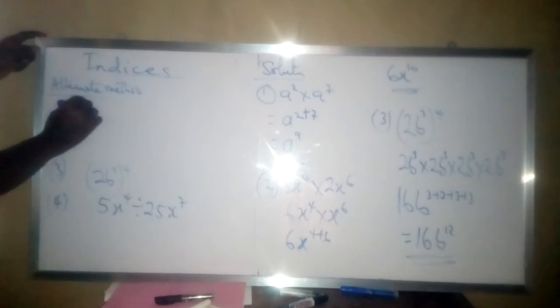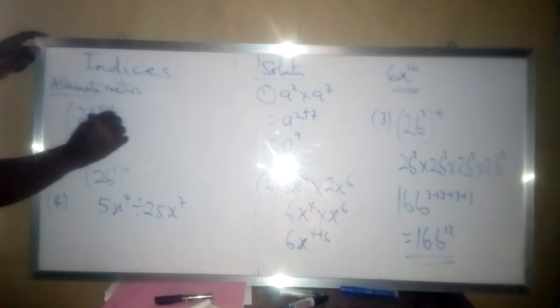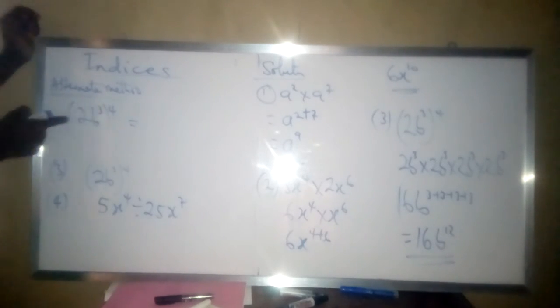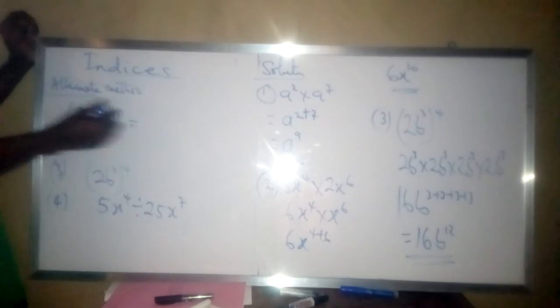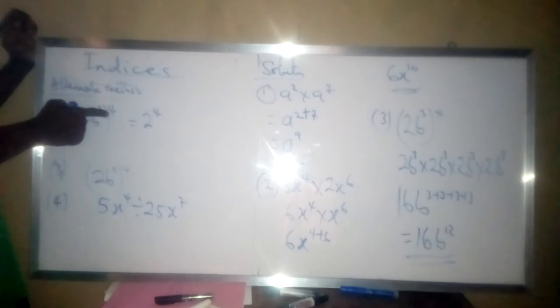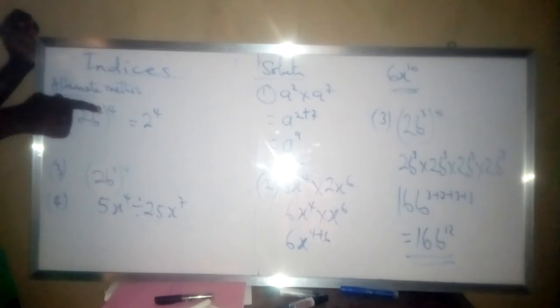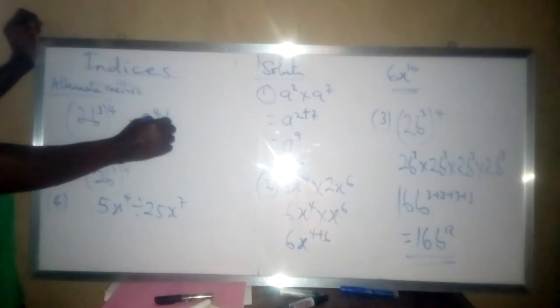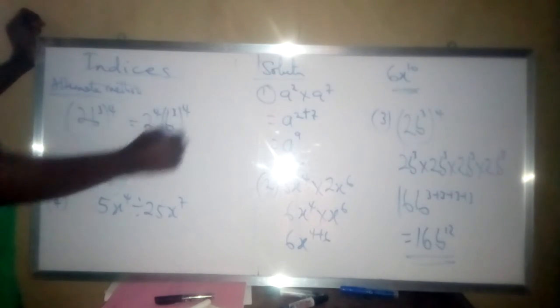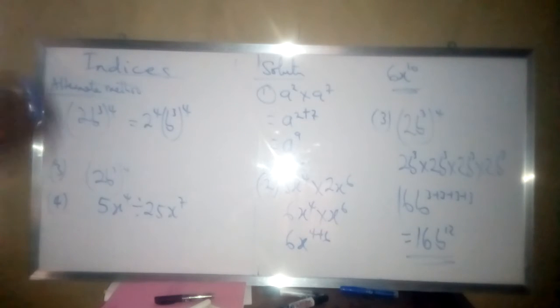So you have (2b³)⁴. Now, just by the time you expand, it will be 2 raised to the power 4. That is, this 4 belongs to 2 as well. It belongs to b³. It belongs to 4. Then b³ raised to the power 4. You can see both of them have shared the powers of 4.